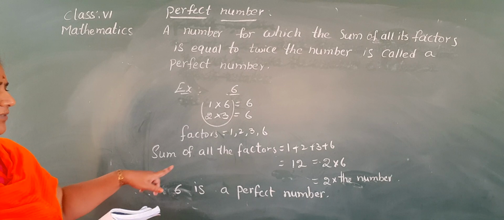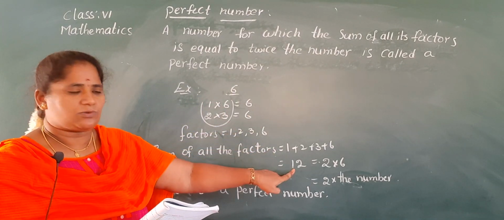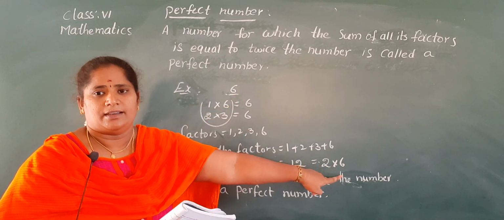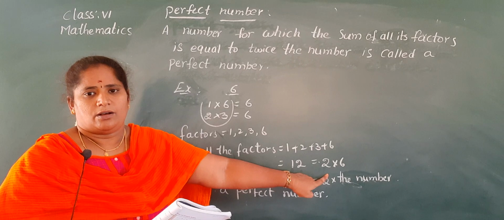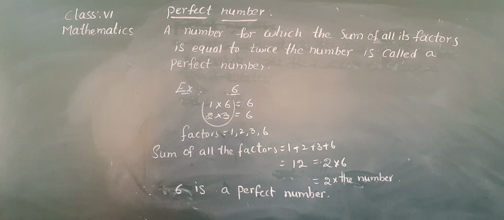Why? Because the sum of the factors is equal to twice the number. The sum of the factors is 12. It is equal to twice the number. Twice means you should multiply by 2. 2 6s are 12. So it's a perfect number. Finish. Next.